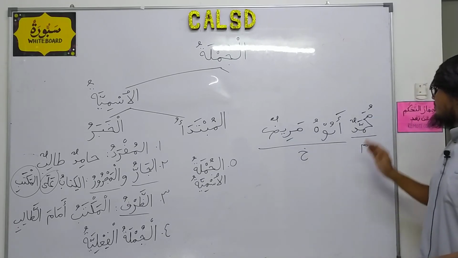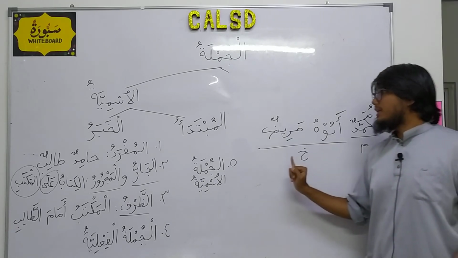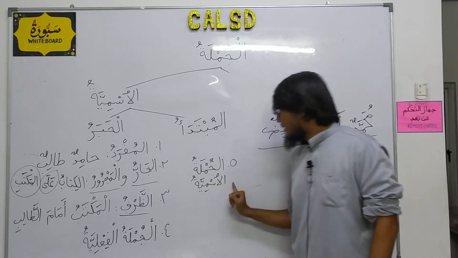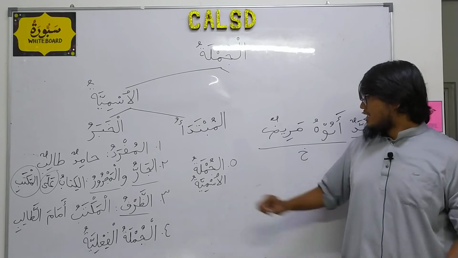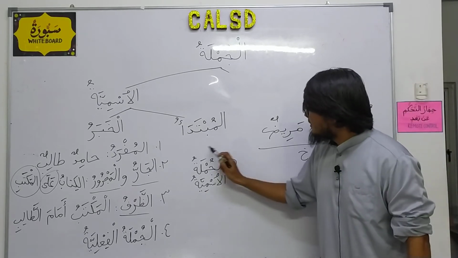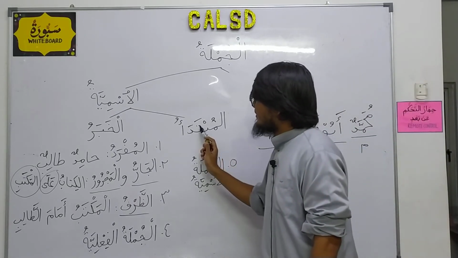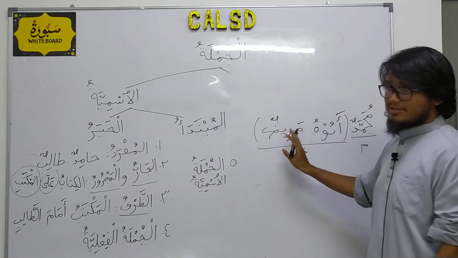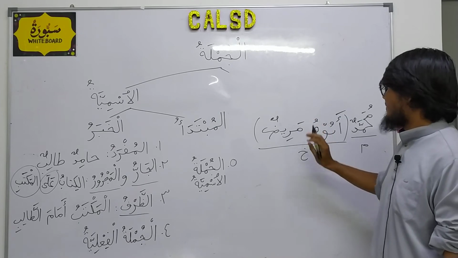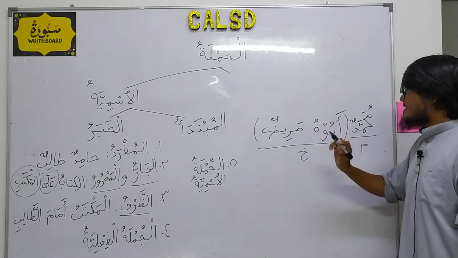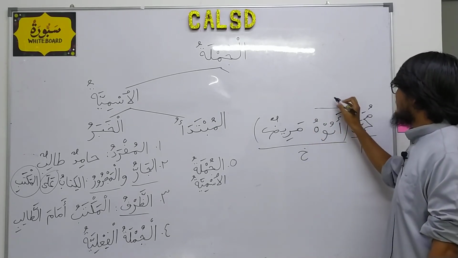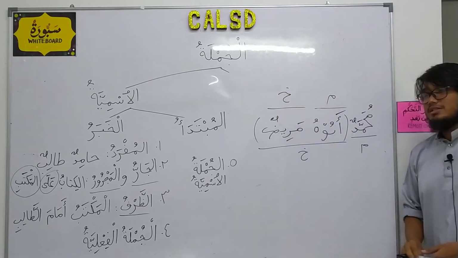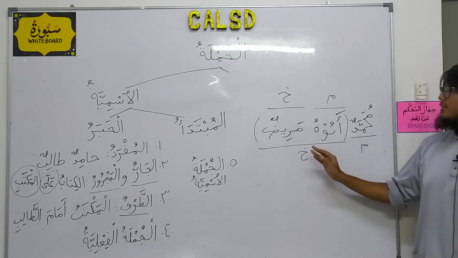What do I mean by this? Muhammad is the mubtada. Abuhu maridun is the khabar. What type of khabar? Jumlah ismiyah. So within this jumlah ismiyah itself, we have to go back. There's a mubtada and a khabar. Because it's a jumlah ismiyah, this small sentence has its own mubtada and khabar. This is the mubtada, this is the khabar. Simple as that.